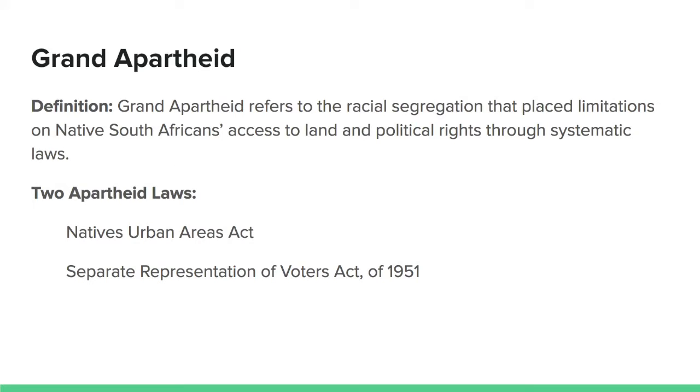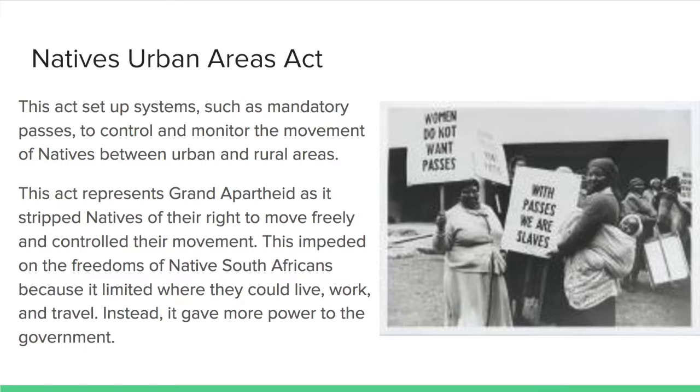Grand Apartheid. The definition of Grand Apartheid refers to the racial segregation that placed limitations on native South Africans' access to land and political rights through systematic laws. Two apartheid laws: first, the Natives Urban Areas Act, and secondly, the Separate Representation of Voters Act of 1951. The Natives Urban Areas Act set up systems such as mandatory passes to control and monitor the movement of natives between urban and rural areas.